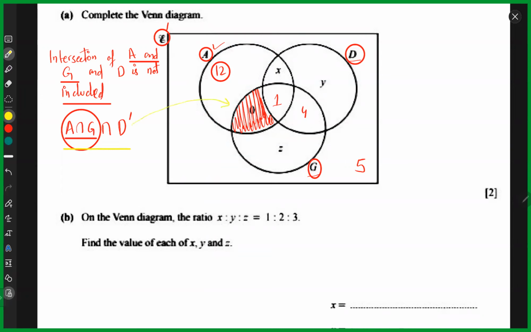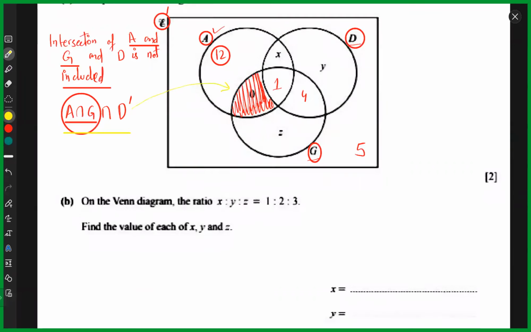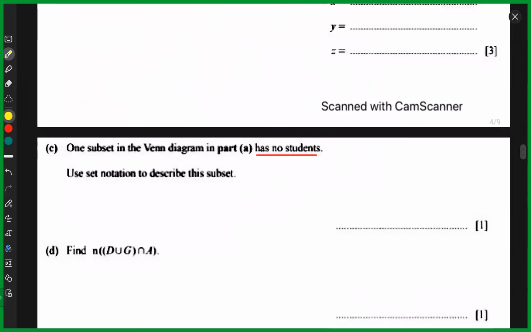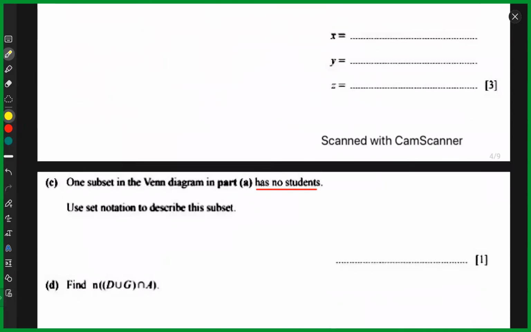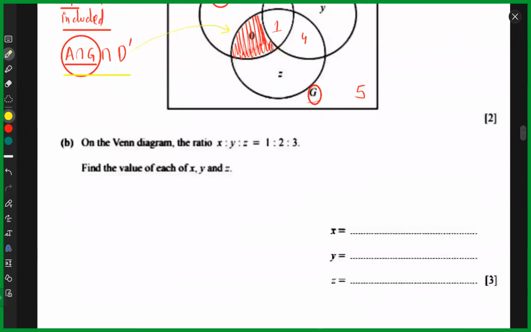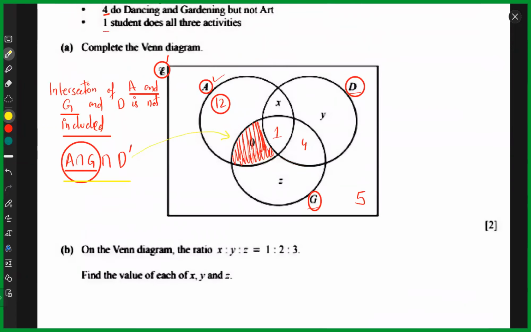So for the exam, just know some part of it. Why did we shade this? Because the question said one subset in the Venn diagram has no students. So for that we scrolled up and we just had to observe where we have zero number of students, and this red shaded part had zero number of students.